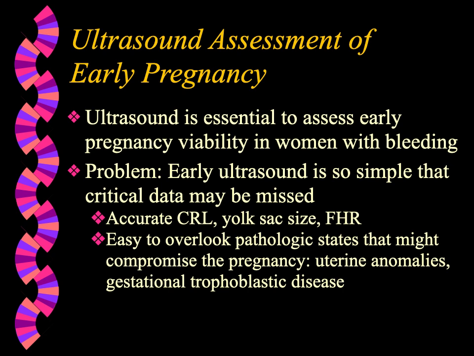And sometimes it's easy, because we're so focused on the pregnancy, that we might overlook any pathologic states that might compromise the pregnancy, such as uterine anomalies or fibroids or gestational trophoblastic disease. And also we must look at the ovaries to make sure there are no abnormalities there.